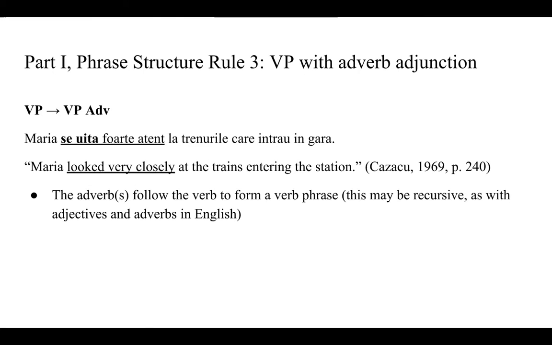In this example, we show how adverbs can be adjoined to verb phrases. Maria looked very closely at the trains entering the station. Here we see this example again to show that this phrase structure is recursive. The verb se uita takes the first adverb to form a verb phrase, se uita foarte, and then that verb phrase takes another adverb, atent, se uita foarte atent, looked very closely.